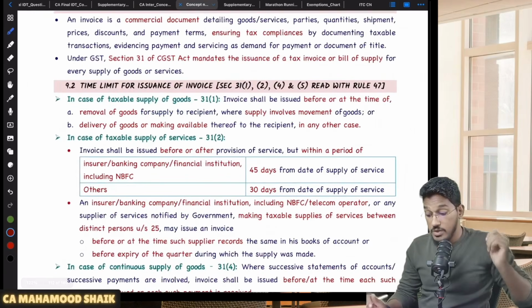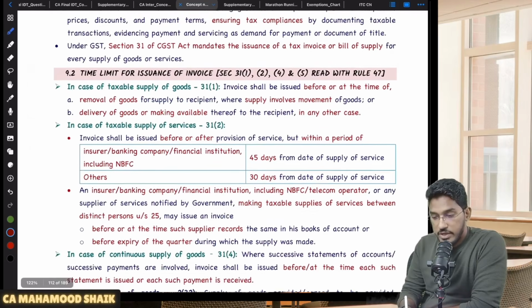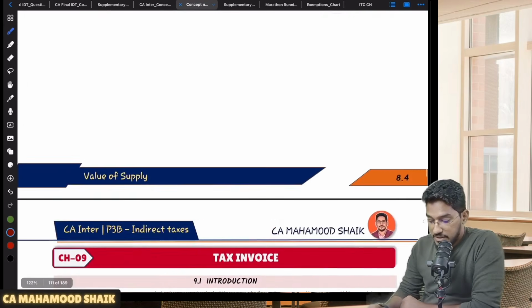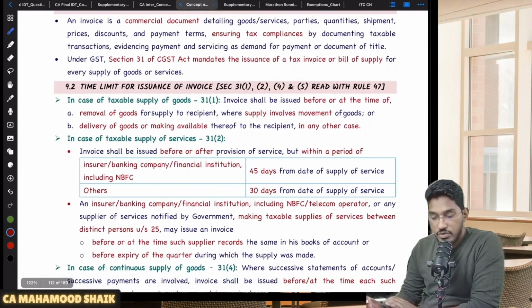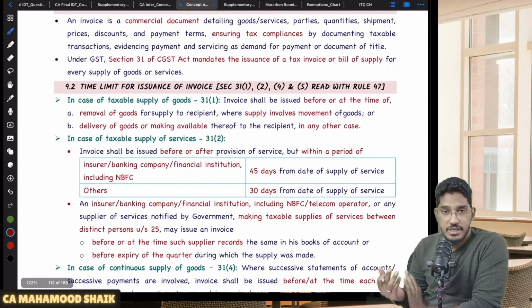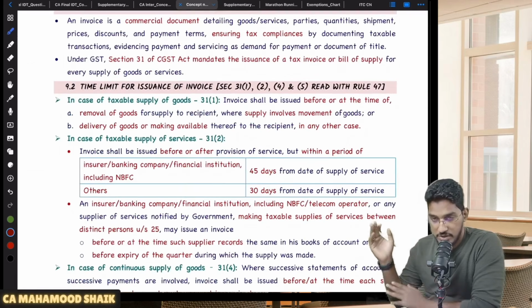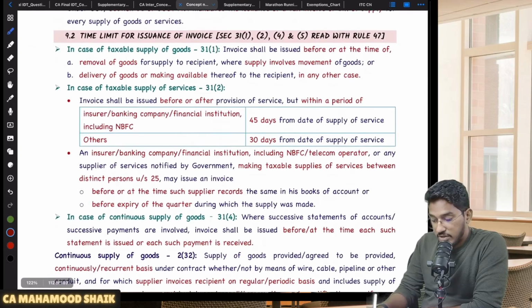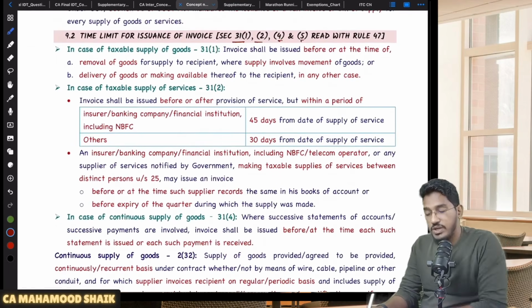Okay. So first, the main discussion which we are going to have now is section number 31. Section number 31 is the main section which is going to talk about various kinds of documents and what are the time limits for issuance of those documents. So mainly, first I will be trying to pick up section number 31, where I will cover 31 subsection 1, 31 subsection 2, 4 and 5.